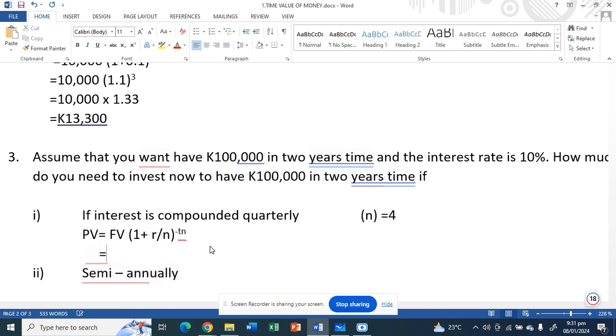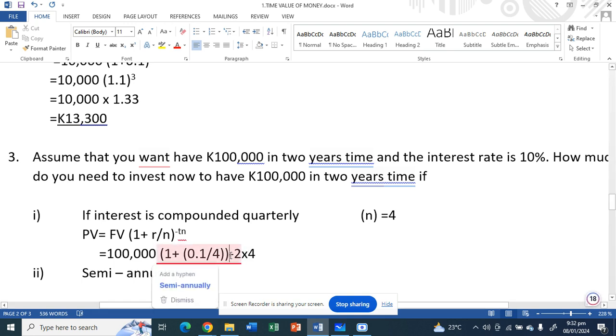So we substitute the values. So we say 100,000, open brackets, 1 plus the rate 10%, so it says 0.1, and divided by the number of compoundings is 4. So 0.1 divided by 4. To the power negative, since it's in 2 years' time, so 2 multiplied by the number of compoundings, 4. So to the power negative 2 times 4. So you put this in parentheses.